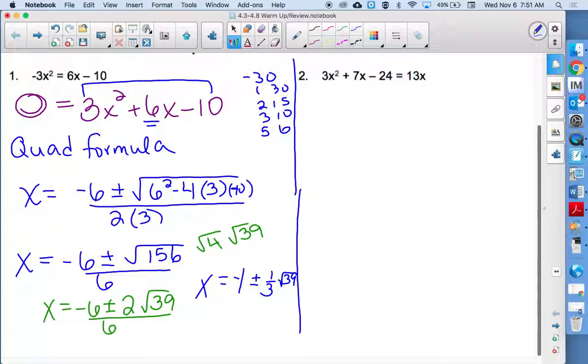All right, so let's look at the second one. 3x squared plus 7x minus 24 equals 13x. Ava, how would you start that problem? Before you're really deciding which method to use, what do you think you should do? Yeah, let's get this 13 to the other side. So 3x squared minus 6x minus 24 equals 0.